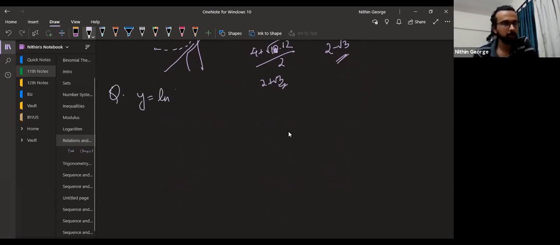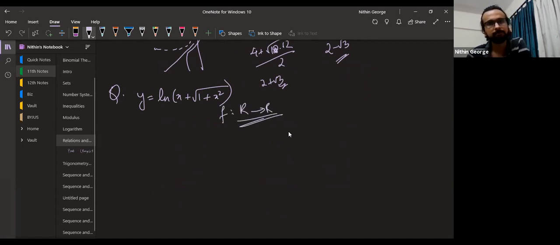f of x equal to ln of 1 plus x squared. It's defined from R to R. So find the inverse. Come on.